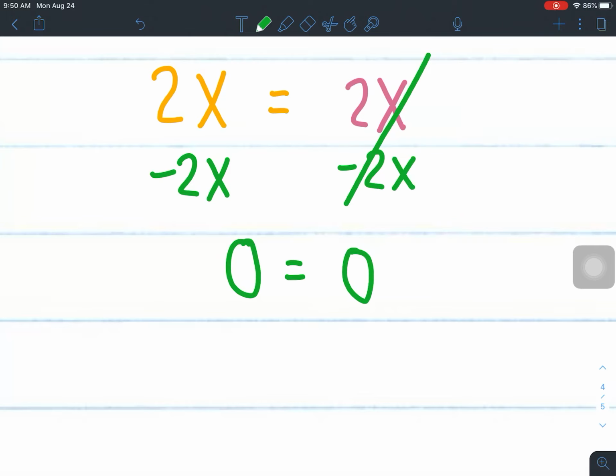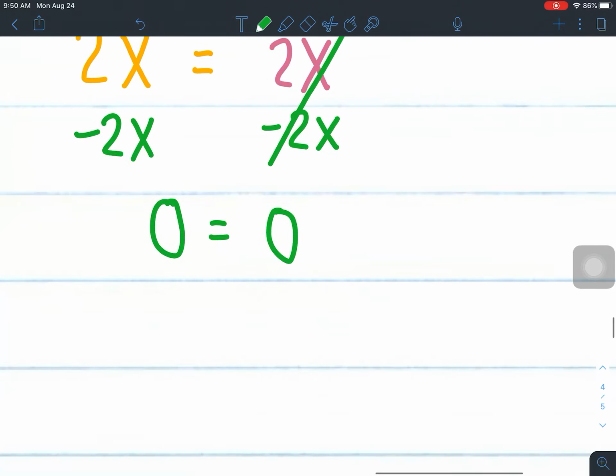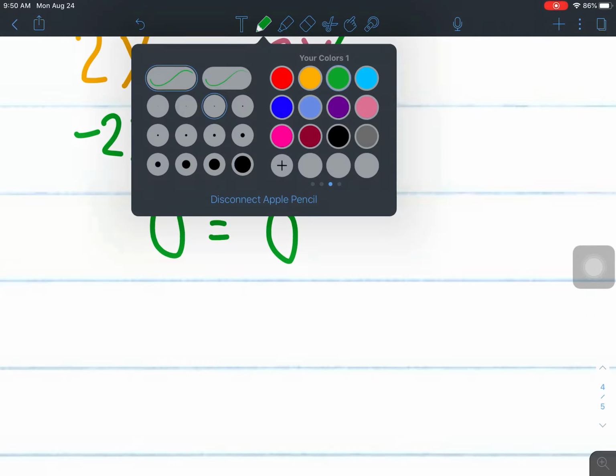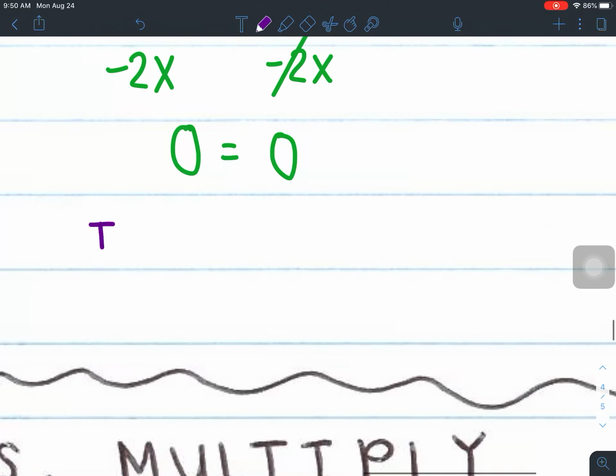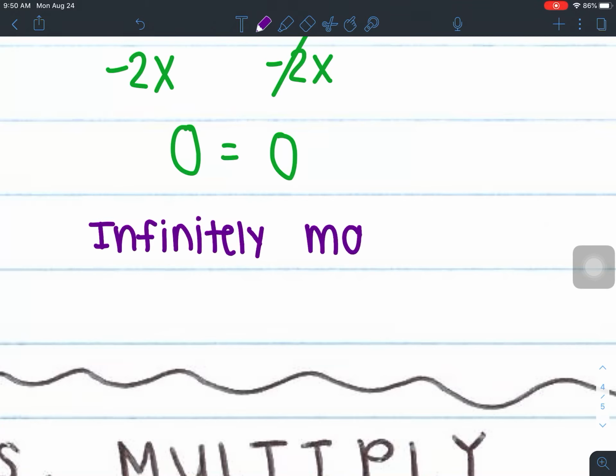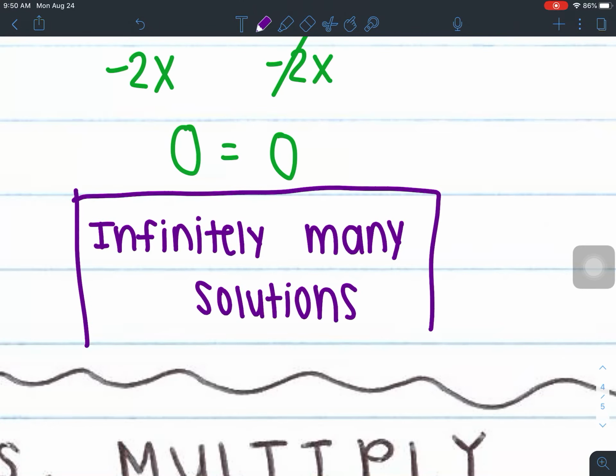2 minus 2, you are subtracting. 2 minus 2 is 0. Then you get 0 equals 0. Does 0 equal 0? Yes, it does. What is that called? Well, this kind of answer is called infinitely many solutions. So this is the opposite of the other special case.